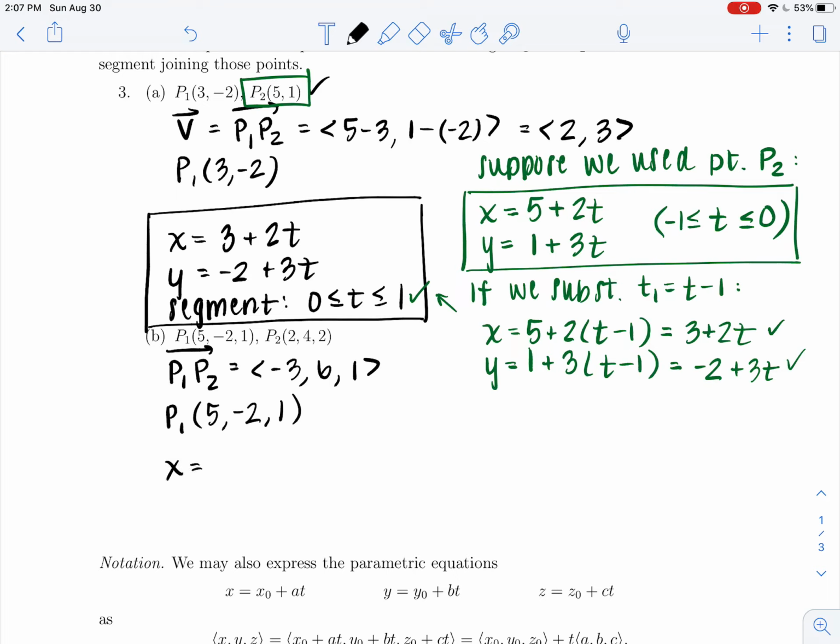So for my x component, I have the x coordinate of the point plus the x coordinate of the vector times t. Similar for y.